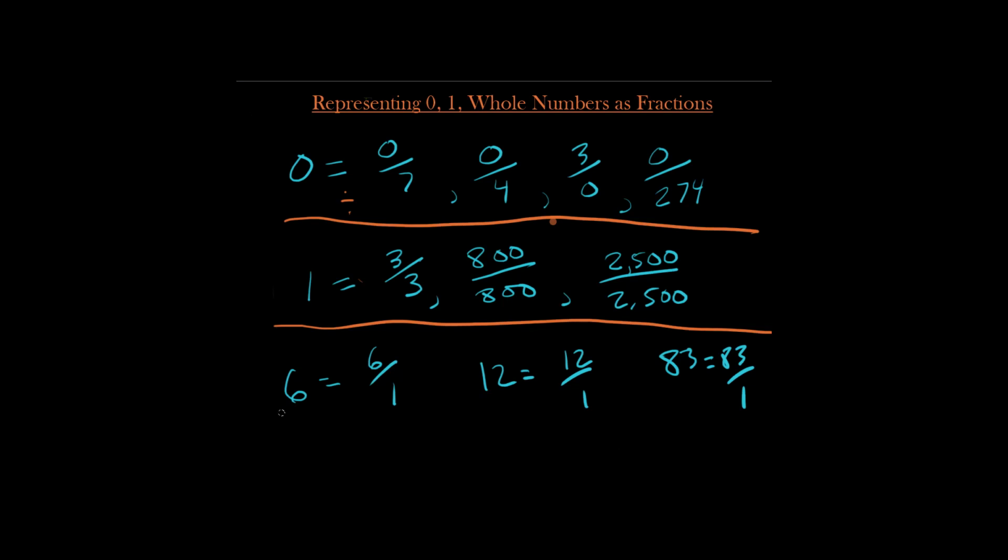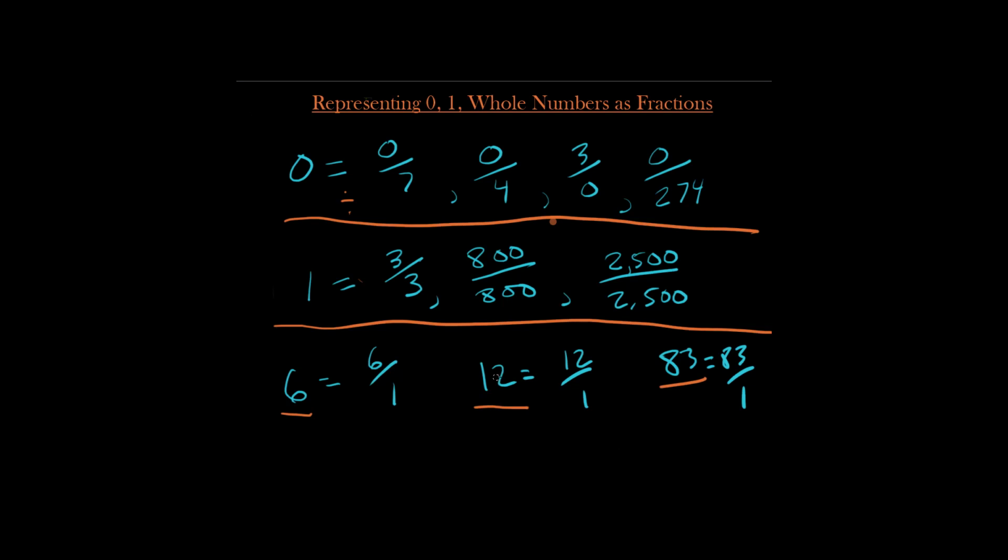So we got to use different numbers here. So I have an example of 6, an example of 12, and an example of 83. So how do we do this? Well, we put the number over 1. So 6 over 1. Why? Because 6 divided by 1 is 6. For 12, we'd put 12 over 1. 12 divided by 1 is 12. 83 over 1. 83 divided by 1 is 83. So as long as you have whatever number you want to represent over 1, that's how you'd write it.